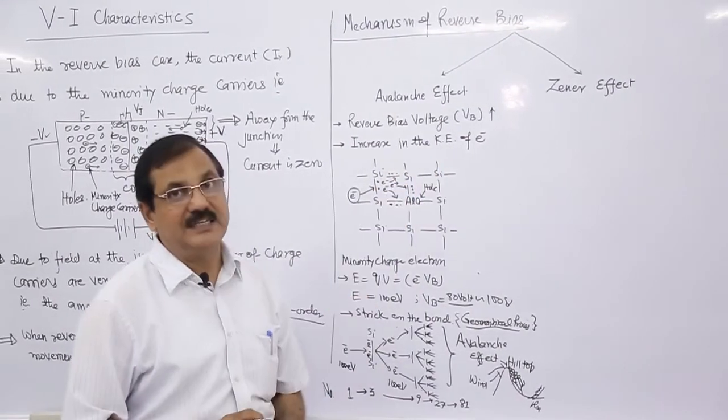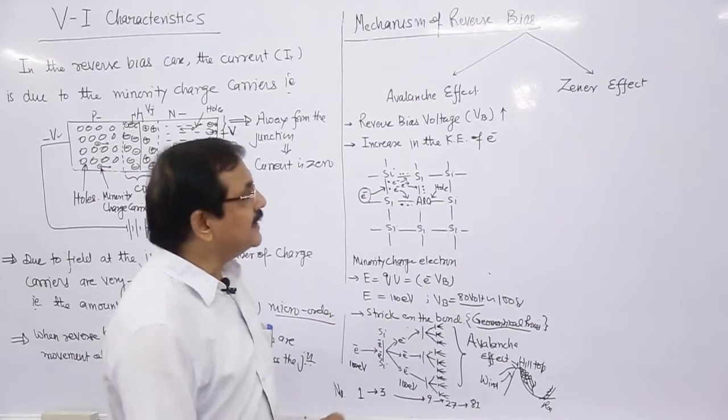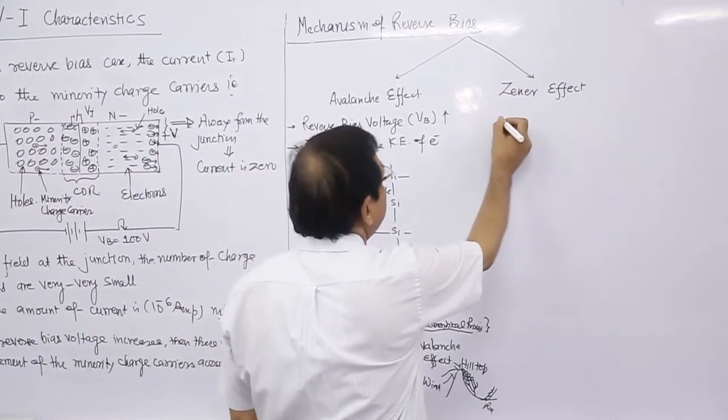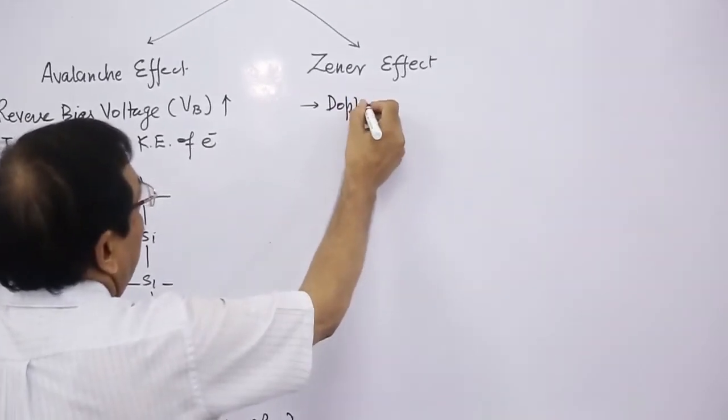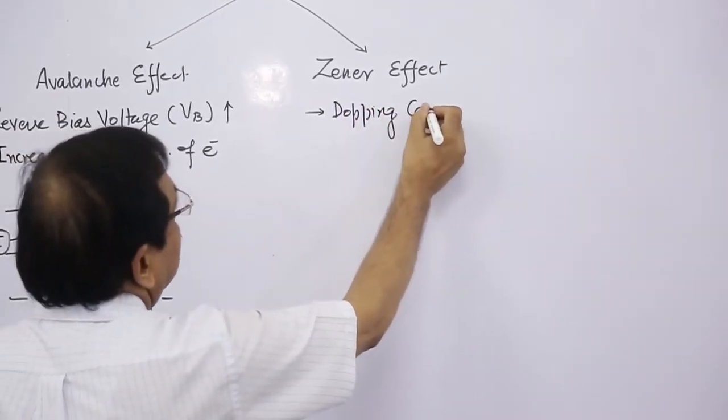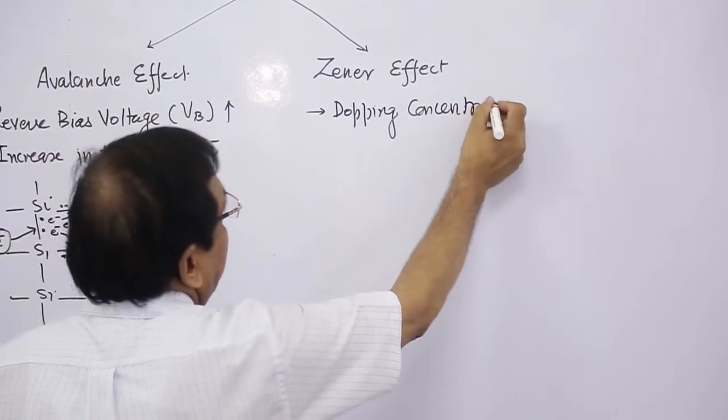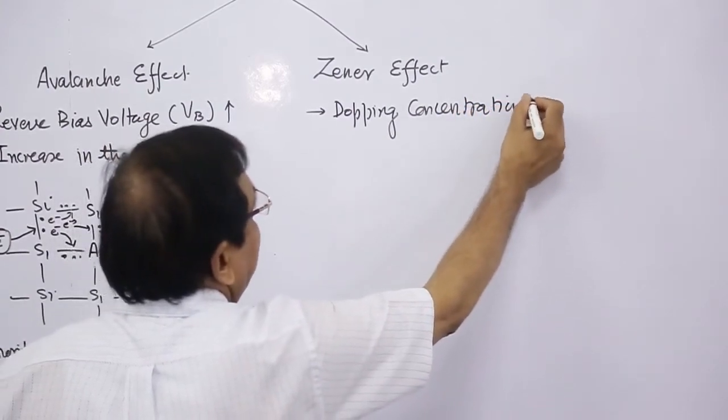The second one is the Zener effect. In case of the Zener effect, the doping concentration is very high.